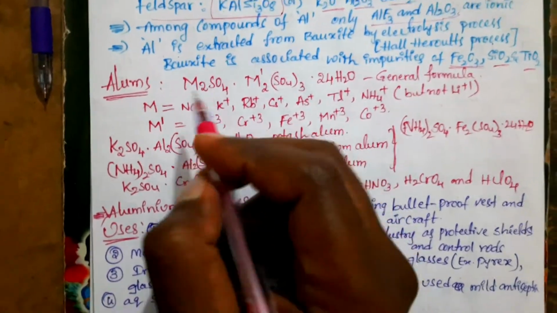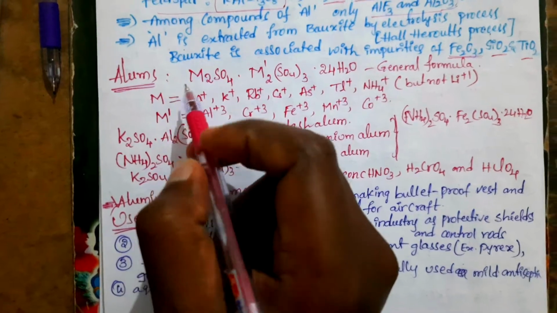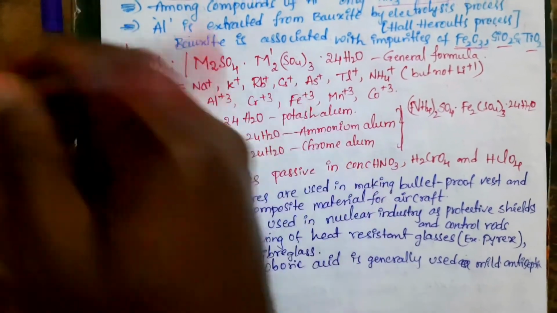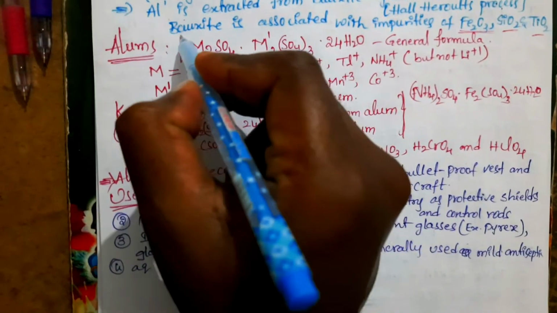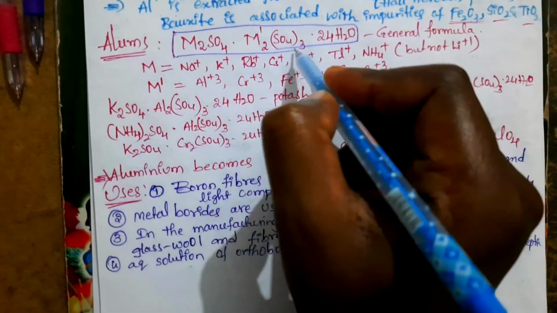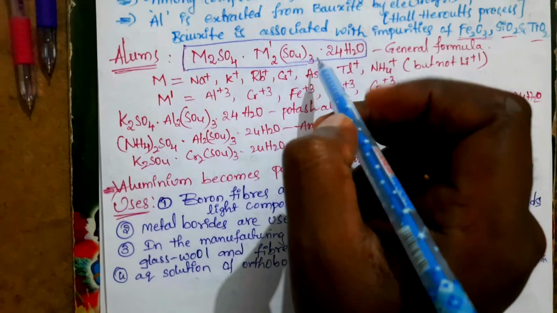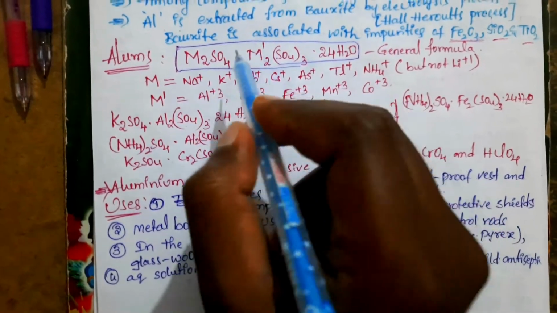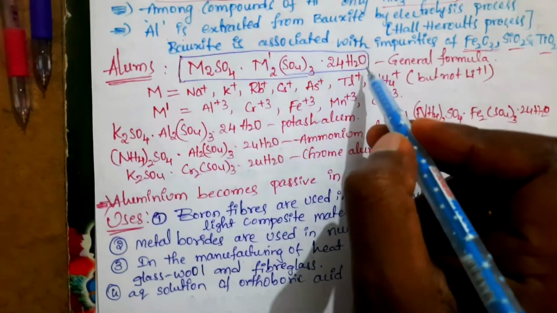Last but not least, alums. What are the alums here? The alums have a general formula like M2SO4, and here M2SO4 is taken twice. Here the M are different, it is M dash. So 24H2O.